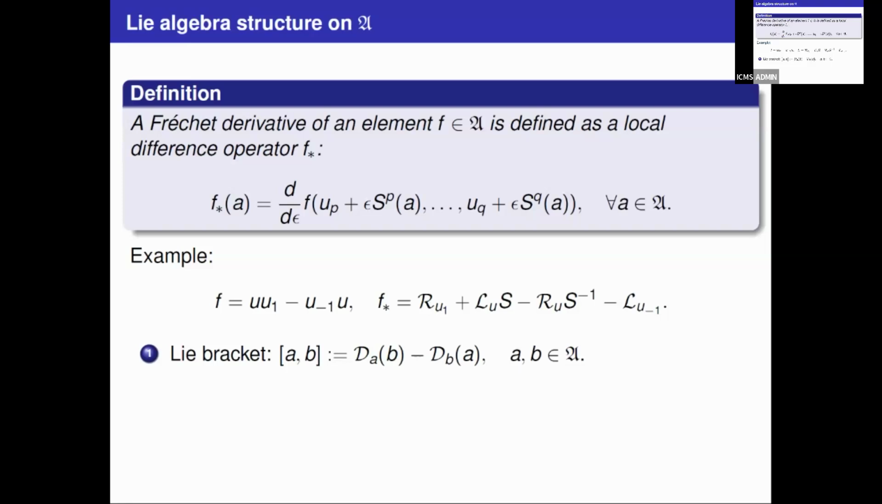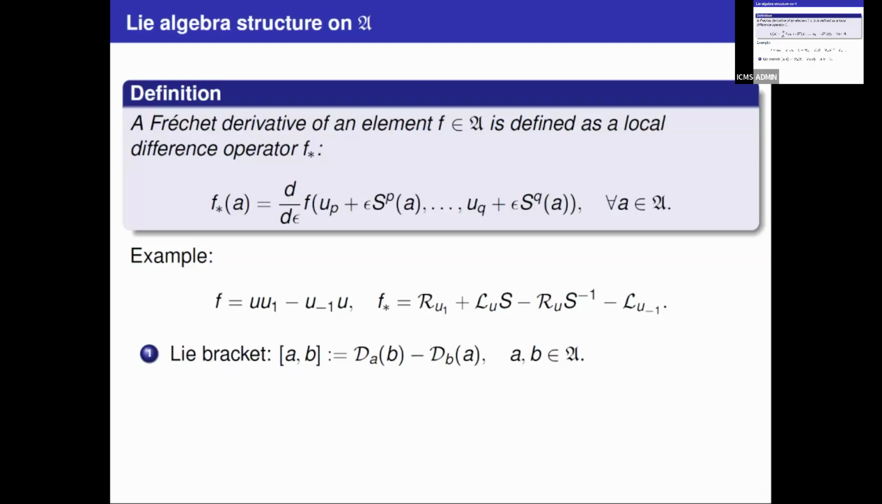Well, this is an example. This is the right-hand side of the Volterra chain. First u to the power 0, so S to the power 0, multiplication on the right by u_1, then multiplication by u on the left times shift, minus multiplication by u on the right times shift inverse, minus multiplication by u_{-1} on the left.